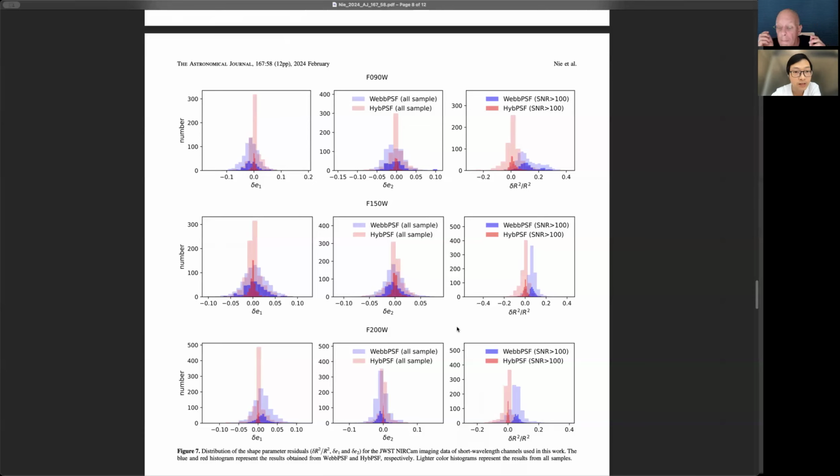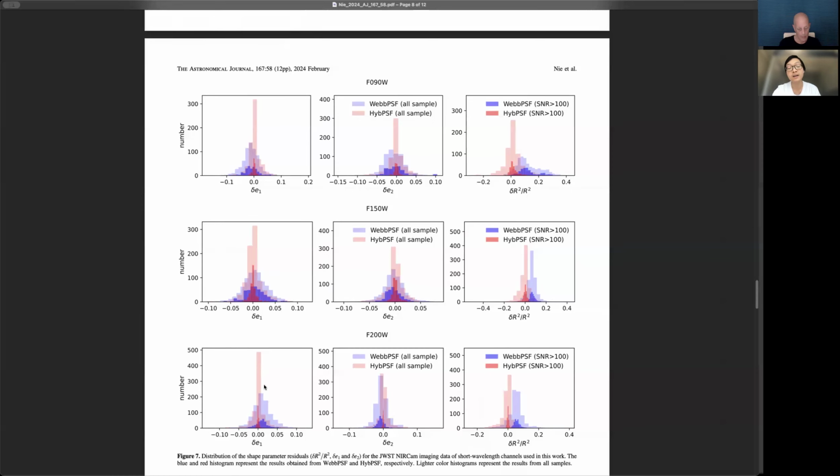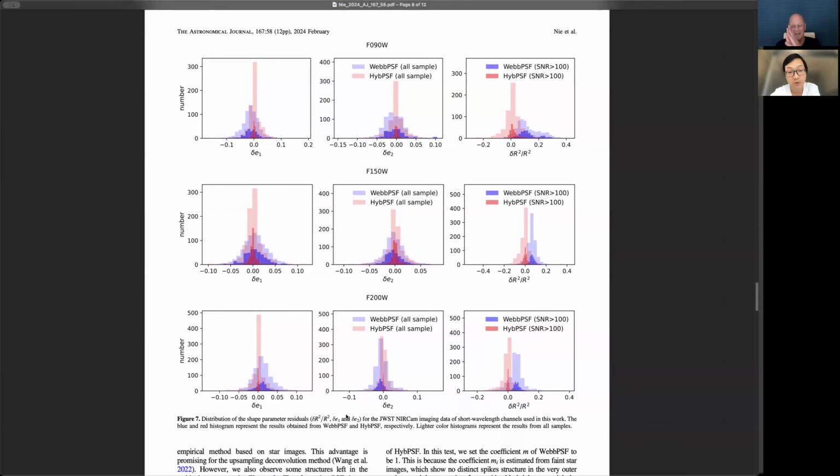As also shown in the ellipticity comparisons, for example, for filter 20, the first elliptic component, we can say that the center of the blue histogram is also near the 0 point, but from HYBPS it shows a much more concentrated distribution. So this is also an improvement for HYBPS. It's working very well, and we were glad to have this improvement.